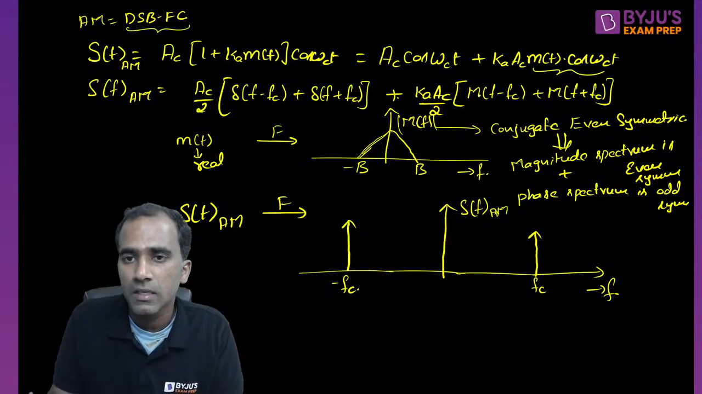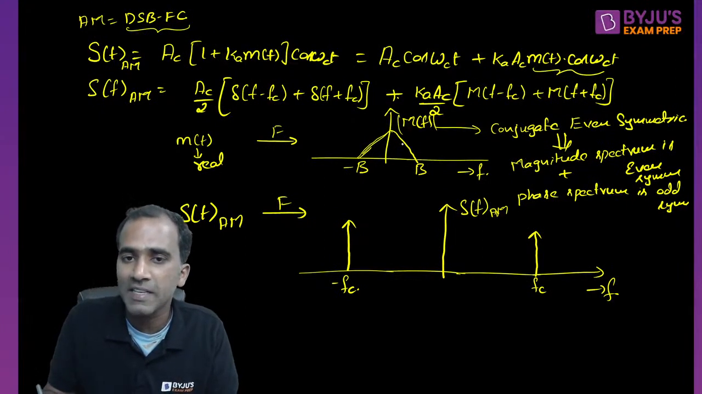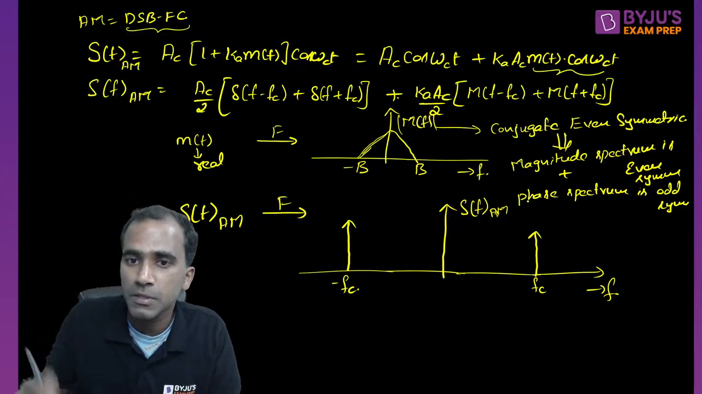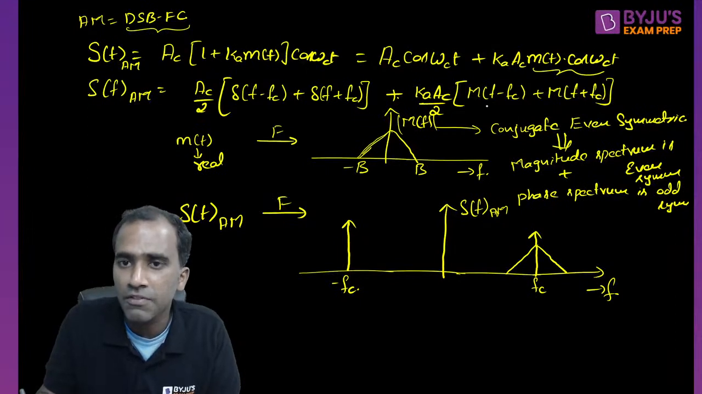Next, m of f minus fc. M of f we know. M of f minus fc means m of f shifted towards the right side by fc. This 0 will go to fc and b will go to fc plus b. So this total thing will get shifted by fc. So after shifting, this is how it looks like. This is m of f minus fc.